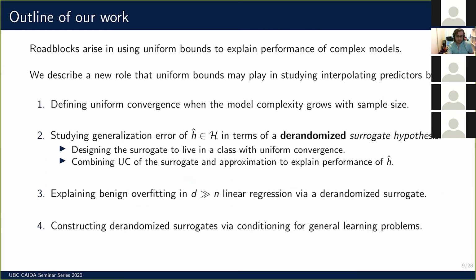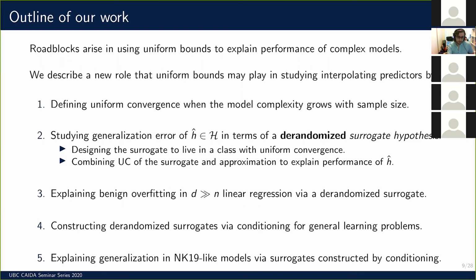And then we're going to show how derandomized surrogates can be constructed for a generic learning problem. And that's going to be with probabilistic conditioning. So we're going to actually create surrogates that themselves are random predictors. Then finally, we're going to explain generalization in examples like the cartoon we showed you just a moment ago. And we're going to explain them using surrogates constructed by conditioning.